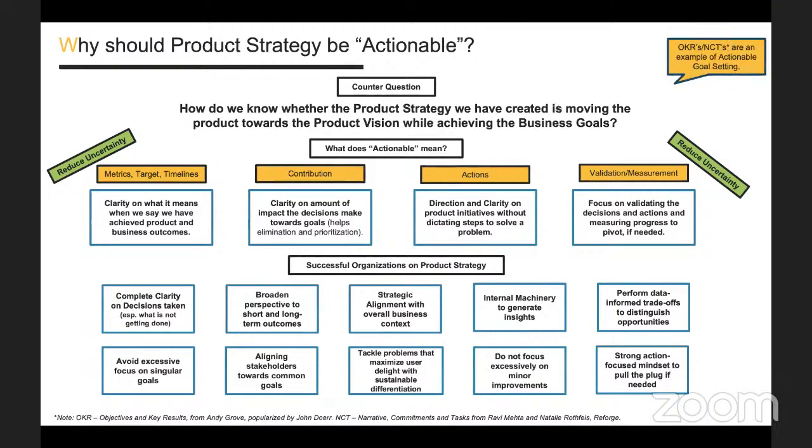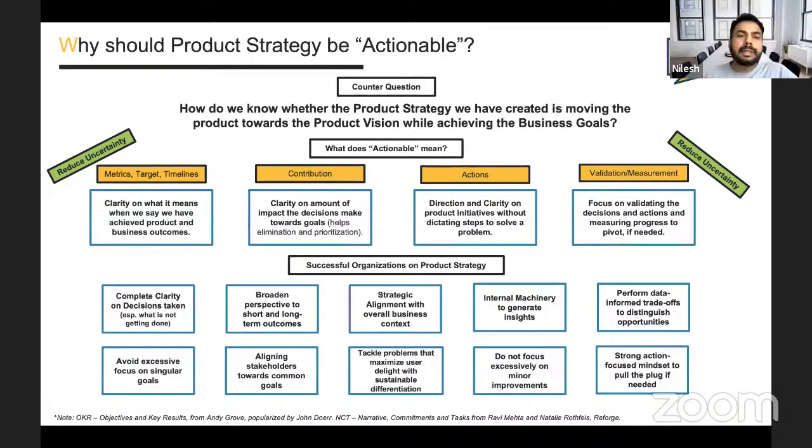Now, once we have seen what is strategy and what is product strategy, let's see why your product strategy should be actionable. For that question, I have a counter question. How do you know whether the product strategy you have created is moving your product towards your product vision while achieving the business goals? You can see that a lot of books, a lot of articles just mention a product strategy canvas, wherein you fill who is the market, who are the competitors, what are the channels, and so on. Although this might be useful to gain insights, it does not tell you whether you are on the right track to achieve product vision.